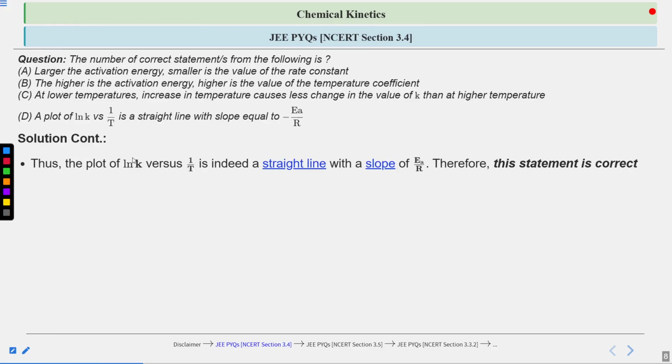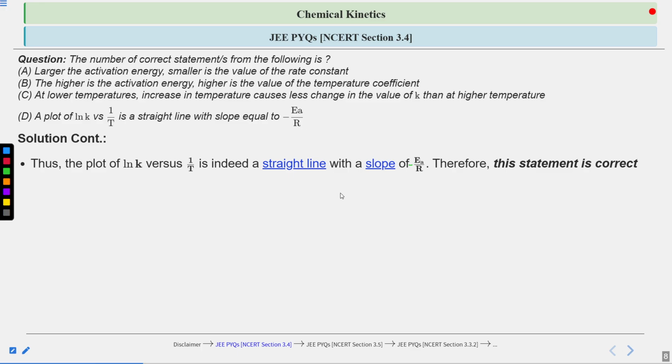Thus if you plot the ln k versus 1 by t graph, it is indeed a straight line, because it matches the straight line equation with a slope of EA by R. Here a minus should come. So the plot of ln k versus 1 by t is indeed a straight line, because in the equation we just saw, y equals mx plus c, x is 1 by t, y is ln k, and m comes out as minus EA by R, that is a negative slope. So the plot is going to be a straight line having a slope of minus EA by R, and therefore the D statement is also going to be a correct statement.